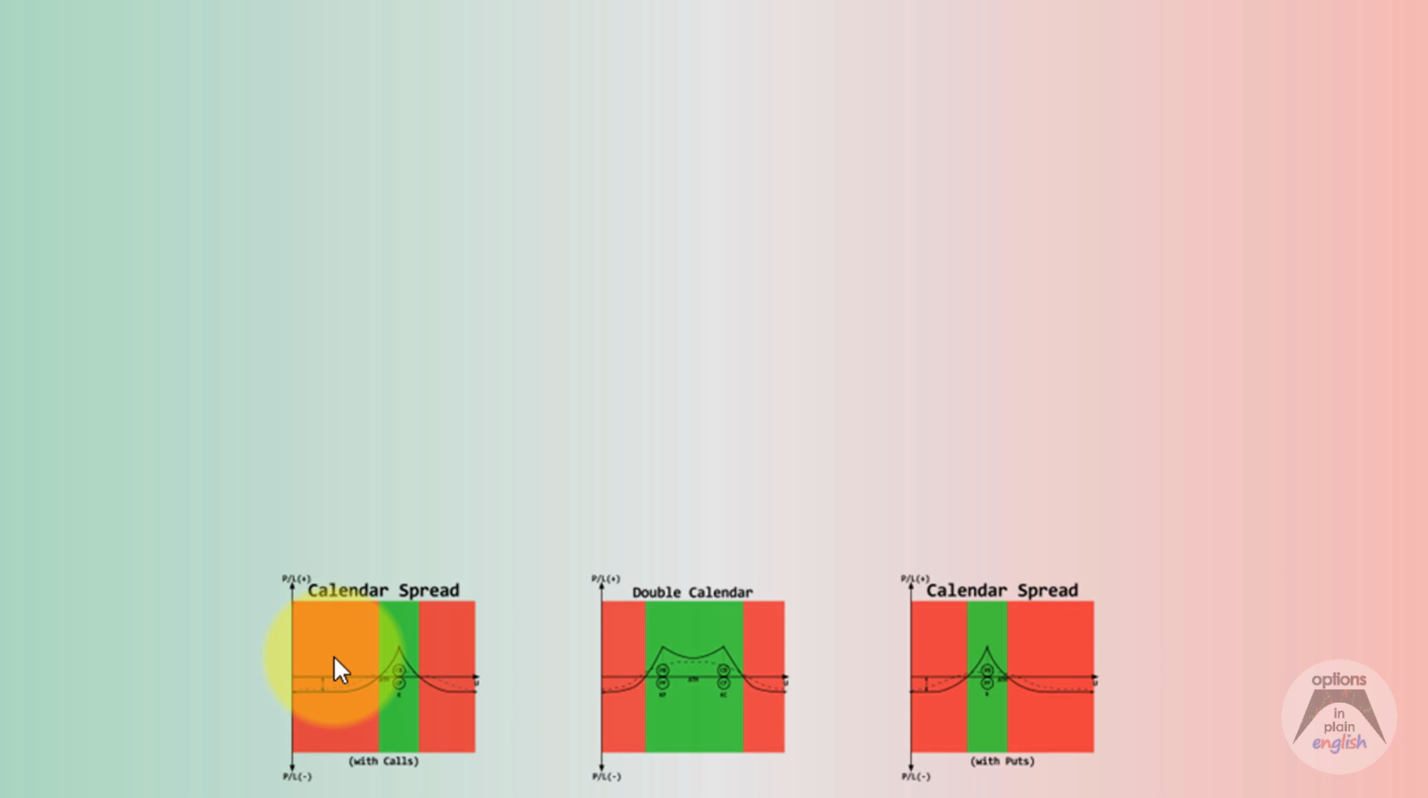We're talking about calendars, calendar spreads, and also a double calendar. So a double calendar would be the ideal position for something that's neutral, and something that is bullish is going to be a calendar spread with calls, or a call calendar spread, and something that's a little bit bearish is going to be a calendar spread with puts. So what is a calendar?